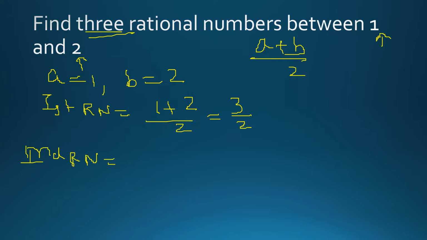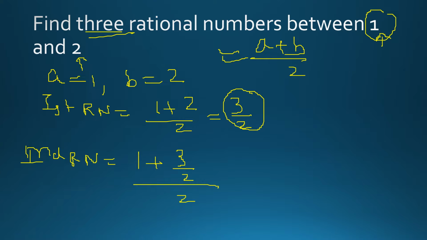Now let's move on to the second rational number. Again you will apply this formula, (a + b)/2, but your a will be 1 and b has to be the new rational number. So (1 + 3/2)/2. Now see, in the numerator you have to take the LCM. 2 ones are 2, 3 ones are 3, that is 5/2. And in the denominator you have to take the reciprocal, so 1/2. So it will give you 5/4.